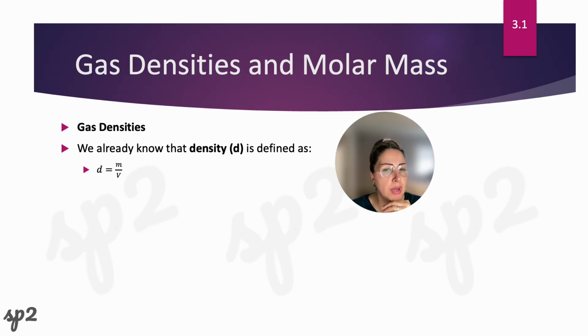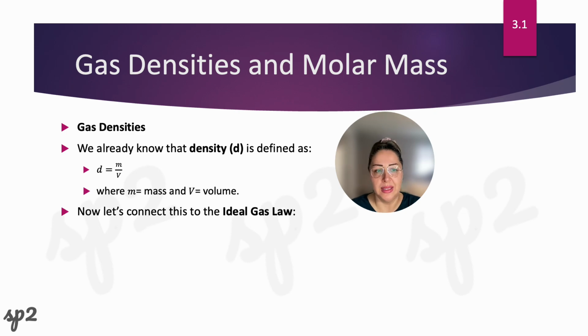Okay, so as you probably remember, we talked about density. We already know that density is defined as m over V. M is the mass, right? And V is the volume. Now let's connect that to our ideal gas law. Remember that master equation, the ideal gas law equation, which is PV equals nRT.